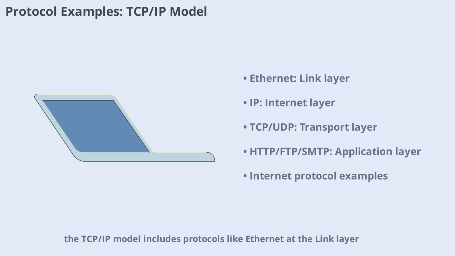network. Similarly, the TCP/IP model includes protocols like Ethernet at the link layer, IP at the internet layer, TCP and UDP at the transport layer, and HTTP, FTP, and SMTP at the application layer. These protocols are the backbone of internet communication, and understanding where they fit in the TCP/IP model helps clarify how data moves across the web.